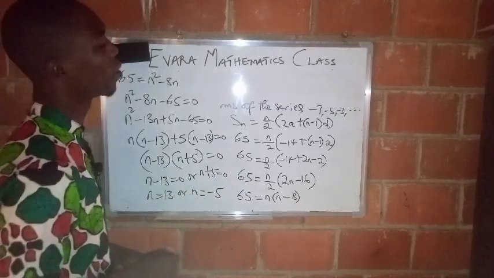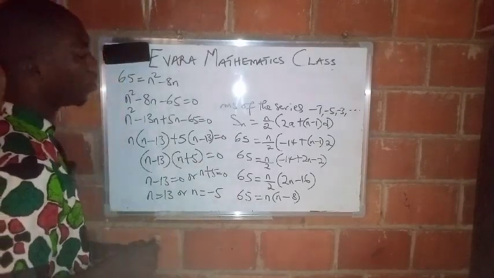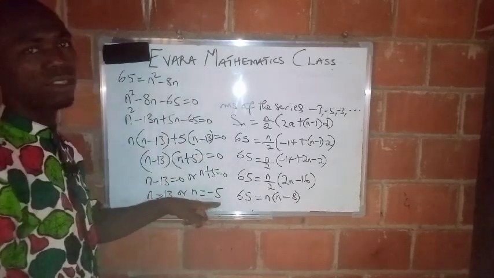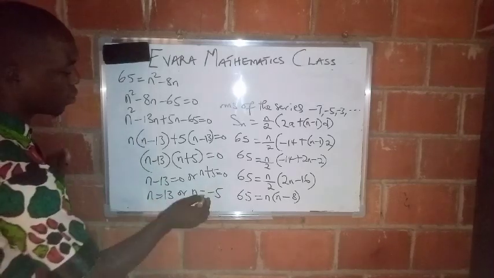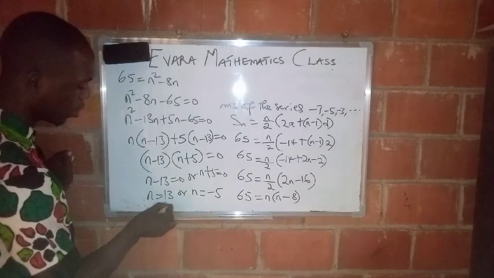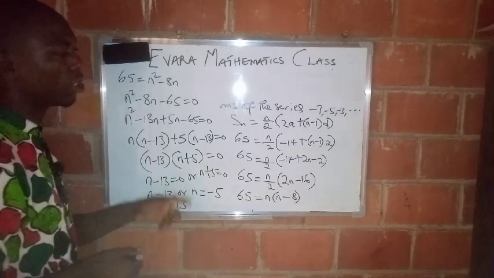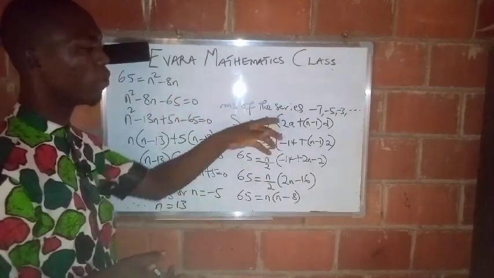But in this case, we're talking about the number of terms. So the number of terms in a series cannot be less than 0. That means it can't be negative. So we are not going to take this value. So the value of n is what? 13. So we need 13 terms of this series that will sum up to give us 65.